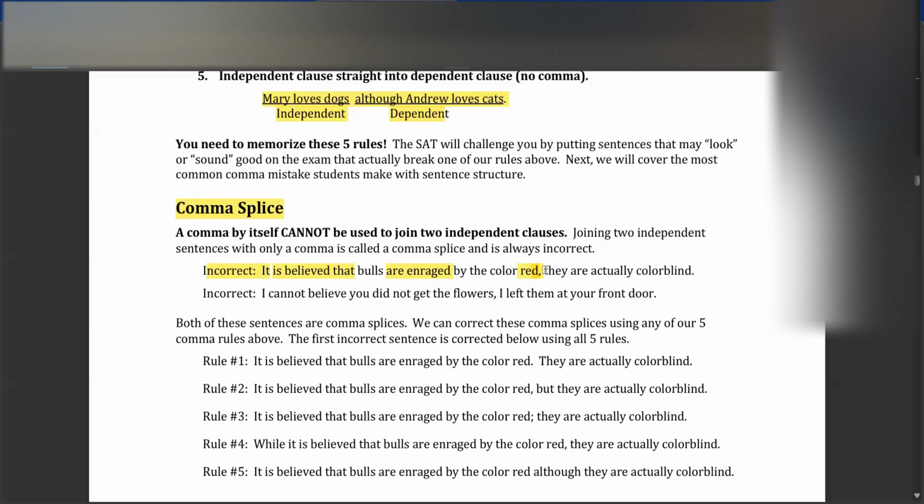They are actually colorblind. Again, they are. Remember when I said we start with a reference, because they refers to whom? It refers to the bulls. So it's a subject, we have a verb, and we have the complete predicate here and a complete thought, so it's an independent clause. So again, this is a terrible mistake. We do not ever put a comma between two complete sentences. This is what we call a comma splice.